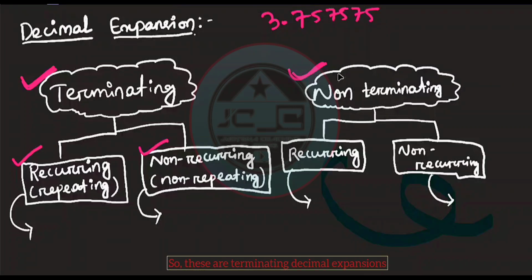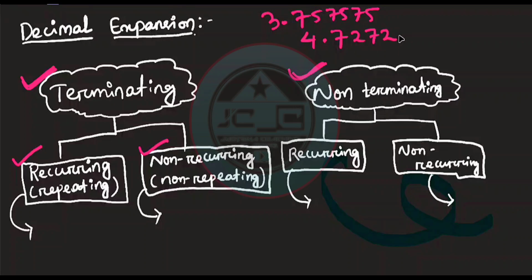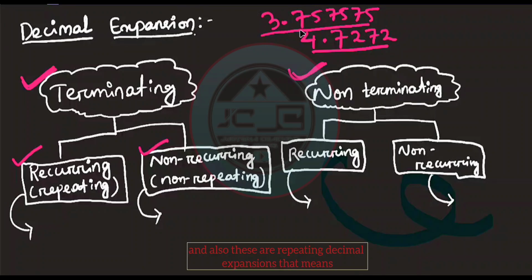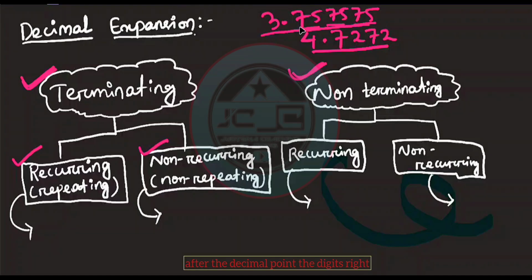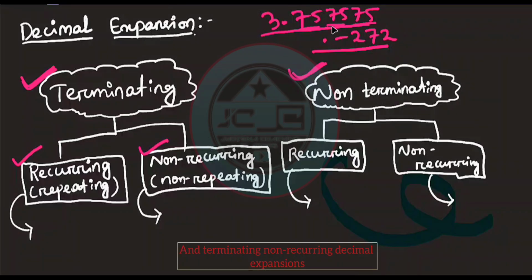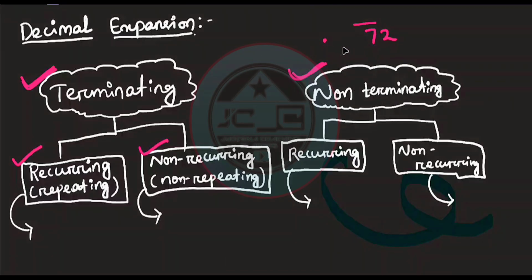Let's see here: 3.757575 and 4.7272. So these are terminating decimal expansions and also these are repeating decimal expansions, that means after the decimal point the string of digits is repeating itself. So these are terminating recurring decimal expansions and terminating non-recurring decimal expansions. Let's have a look at them.